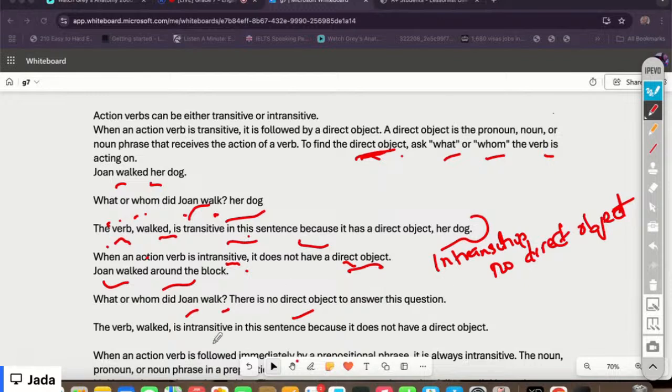Who did she walk, or whom did she walk? We don't know. Okay? So, the verb walked is intransitive in this sentence because it does not have a direct object. So, for the sentence to be transitive, it needs to have a direct object. Okay?